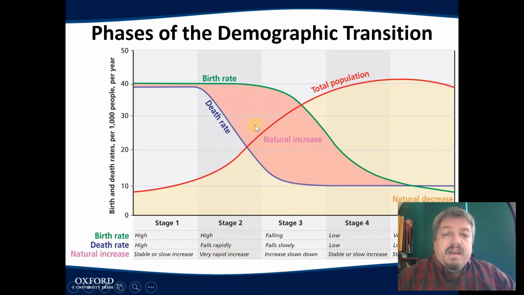Stage 3, the death rate continues to fall, but now it's not falling as fast. It's still getting better, but not as good. So that's one aspect. But at the same time, in stage 3, now the birth rate begins to fall. You start seeing smaller families. So it goes from 40 people per 1,000 to about maybe 20 people. And so what happens is the death rate falls, the birth rate begins to fall. So the increase in population still happens, but begins to shrink.